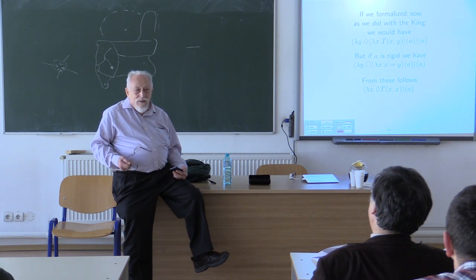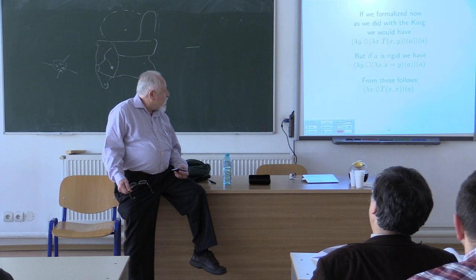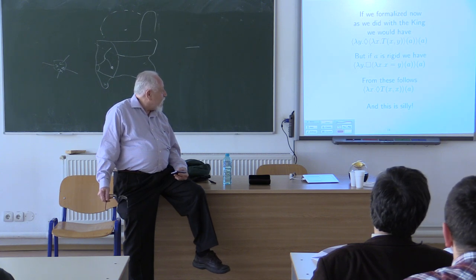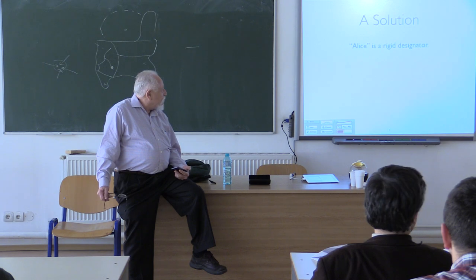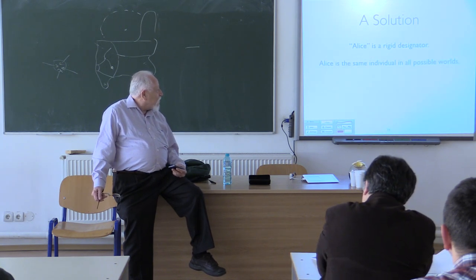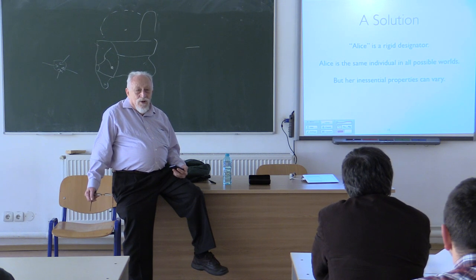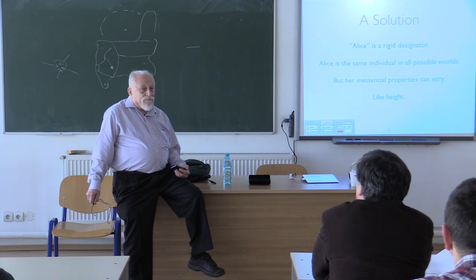You don't really want me to say it quite that way. So we need something else here. So, a solution to this kind of problem. Alice is a rigid designator, same in all possible worlds, but her essential properties can vary, like height.